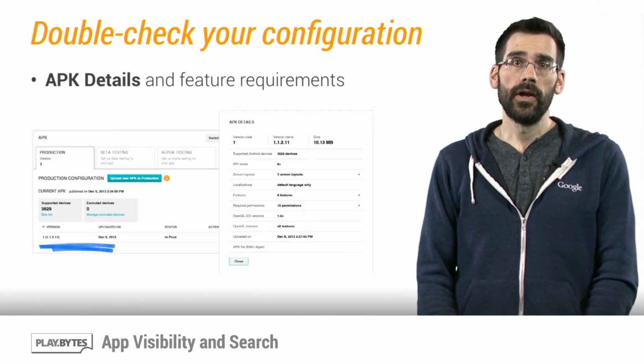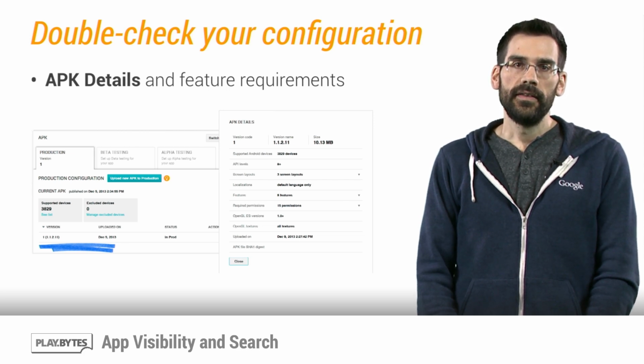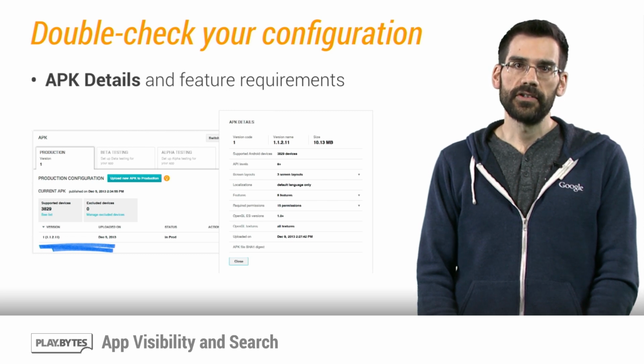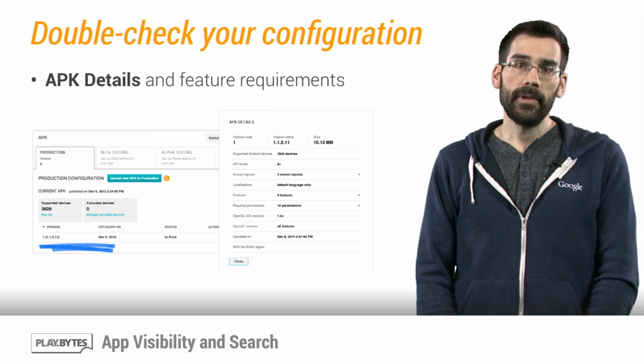If your app isn't showing up in search results for a specific device, consider its feature requirements. You can see a summary of APK details by clicking on your APK version number. The API level, screen layout, resolution, and other feature requirements can often exclude a user's device automatically. For example, if your app's minimum API level is 16+, only users of Jelly Bean and above will see your app in search results when searching Google Play on their device.